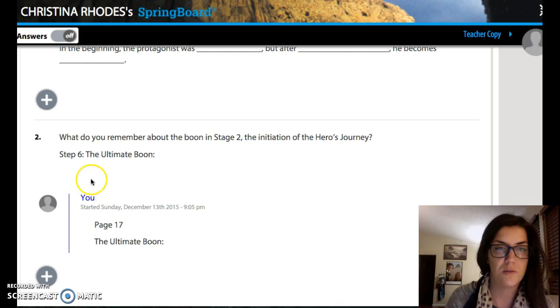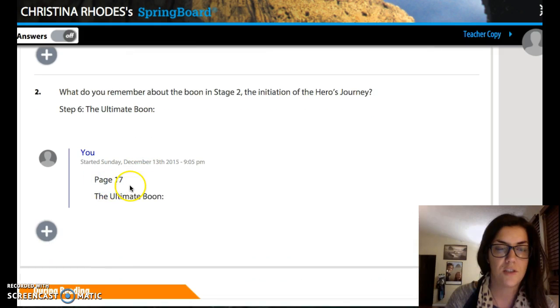Okay, number 2. What do you remember about the boon in stage 2, the initiation of the hero's journey? So the ultimate boon, you're going to turn to page 17 to find what the ultimate boon is with your shoulder partner now.